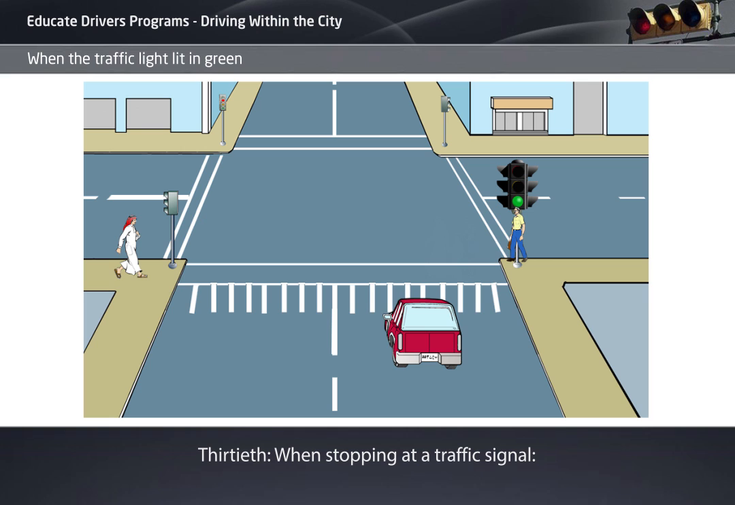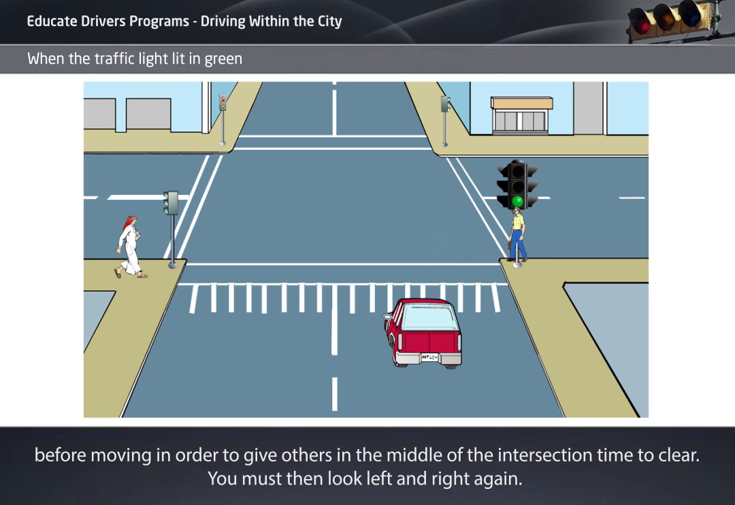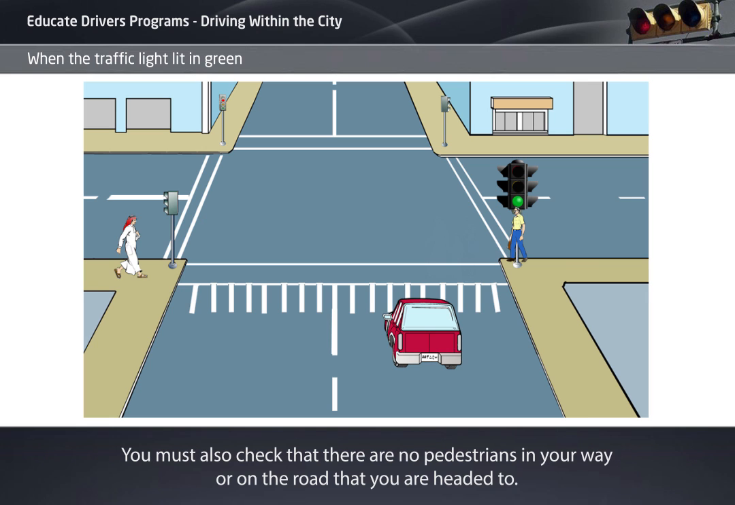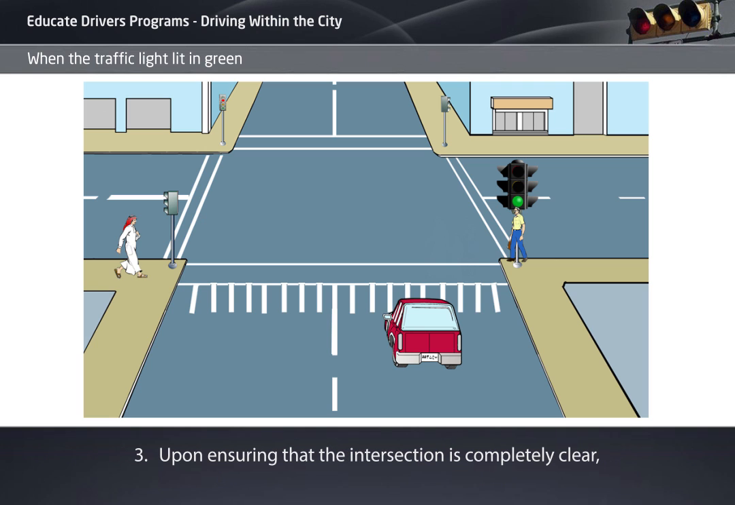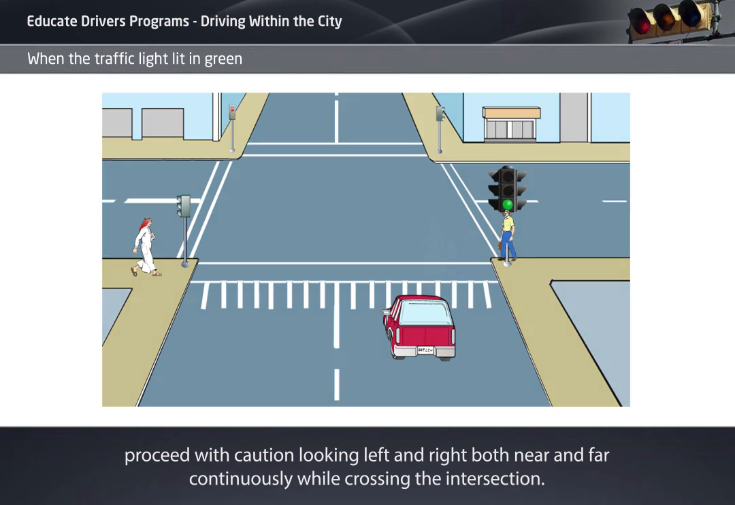30th. When stopping at a traffic signal. 1. When the traffic light changes to green, you must wait for a few seconds before moving in order to give others in the middle of the intersection time to clear. You must then look left and right again. 2. You must check that there are no other cars headed to pass through a red signal. You must also check that there are no pedestrians in your way or on the road that you are headed to. 3. Upon ensuring that the intersection is completely clear, proceed with caution, looking left and right both near and far continuously while crossing the intersection.